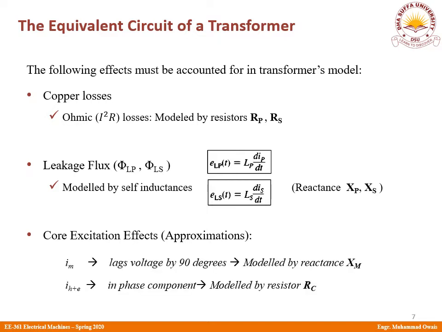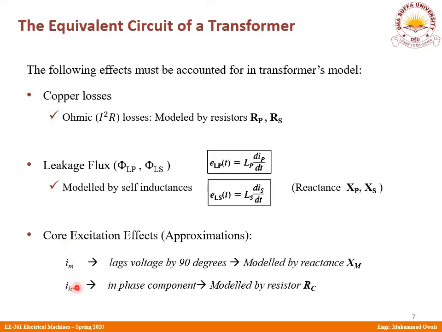Lastly, there are the core excitation effects. These are just approximations. Remember, it is basically a very non-linear effect, but with some assumptions we have discussed that IM is the magnetization component, the component which ensures that the core remains magnetized, and it is out of phase. It lags the voltage by 90 degrees. Since it resembles the characteristics of an inductor, we model it by a reactance Xm. This is the effect shown in our excitation branch on the primary side.